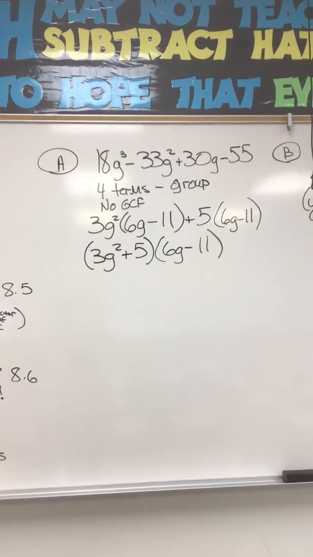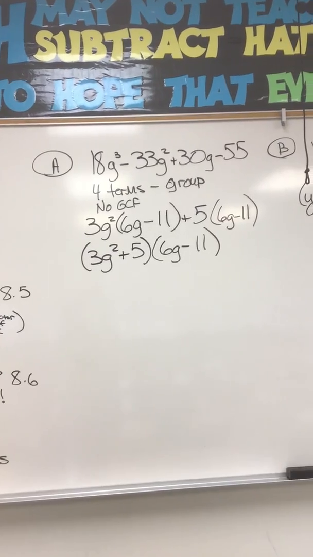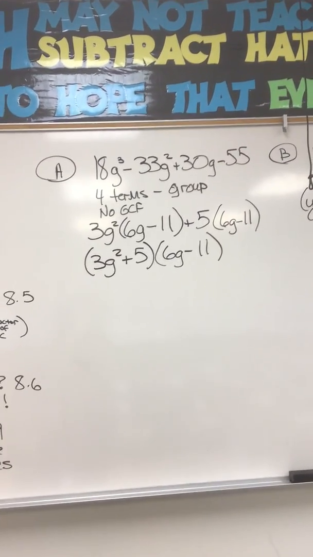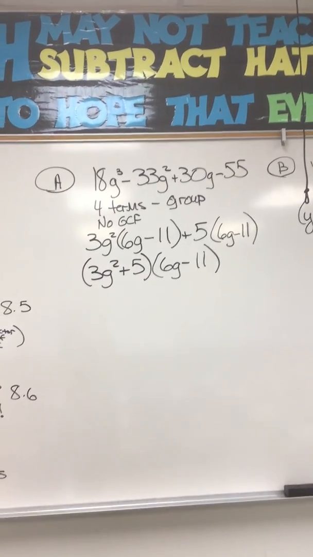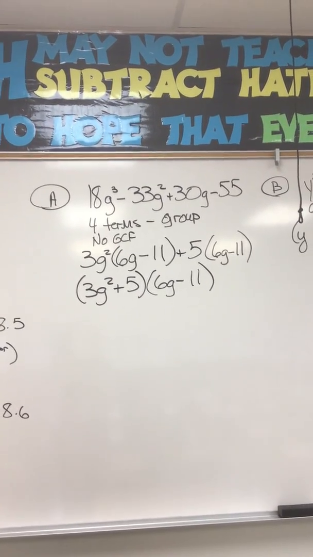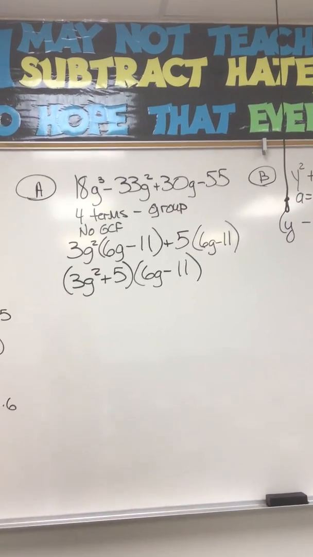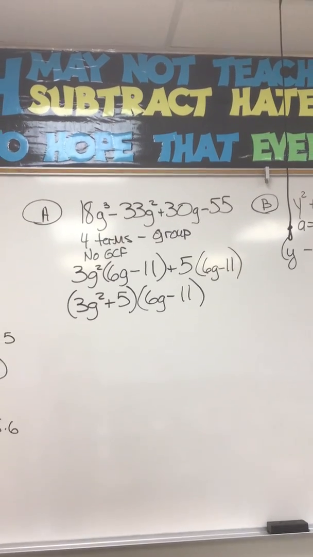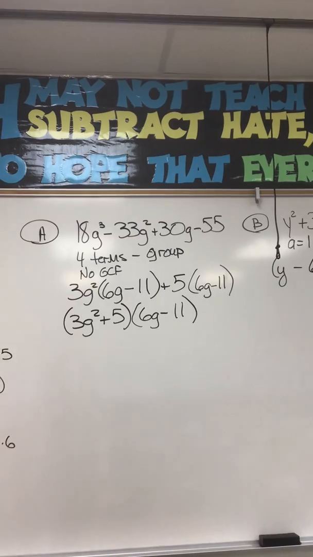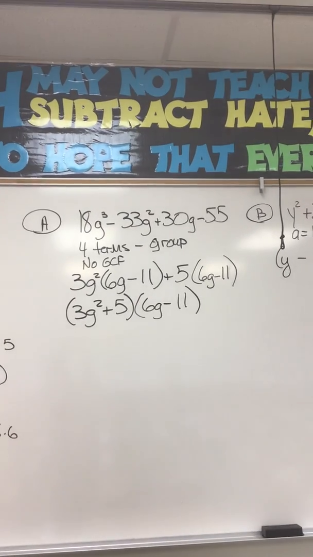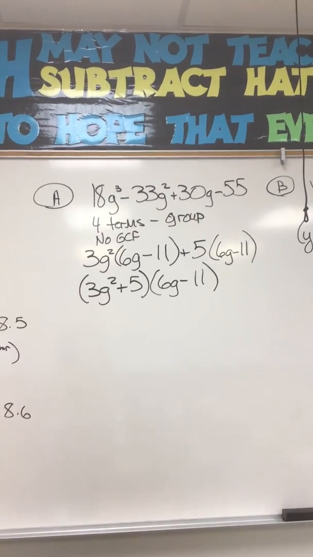In order to get from 30g to 6g, I have to factor out a 5. Then I make sure that works for my last term as well. So that negative 55 at the end, if I divide that by positive 5, I am left with a negative 11. So that means my terms are factored correctly, and I rewrite my answer, 3g squared plus 5 times 6g minus 11. So there's our example. 4 terms, I factor by grouping.